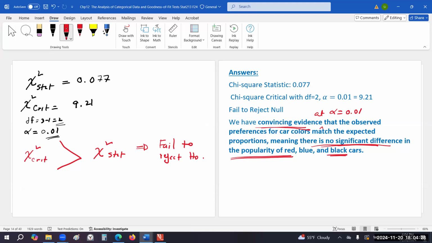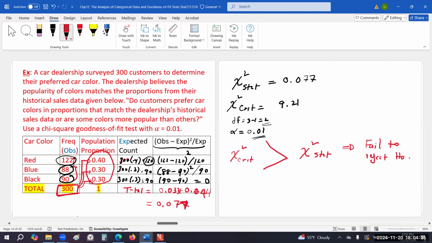Any question? Yes. Here, alpha is 0.01. Alpha will always be given. So observed will be given, proportion will be given, alpha will be given, number of categories will be given. The only thing you need to find is the expected and everything for this formula. No problem.